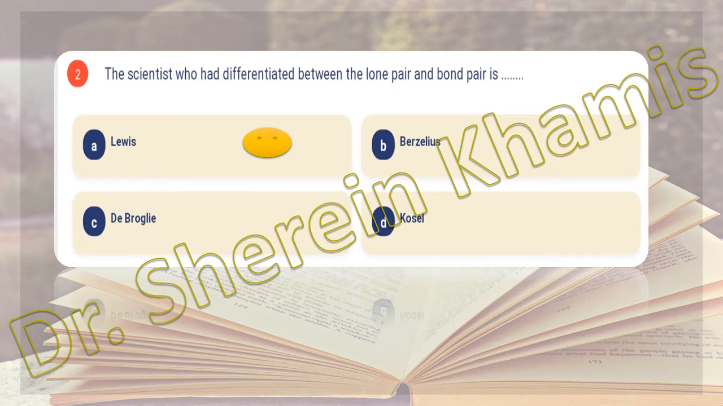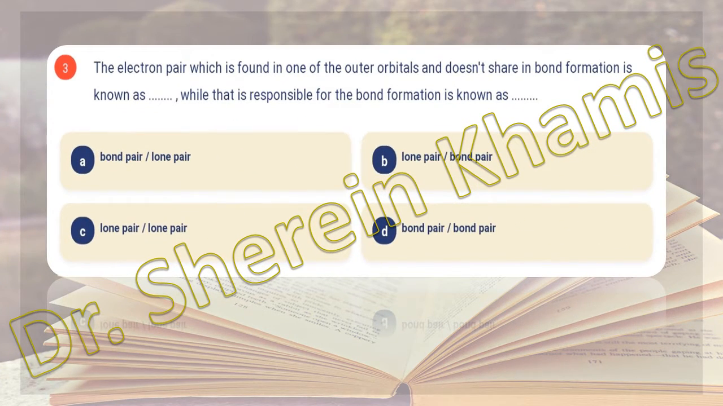Okay, let's go to question 3. Question 3 says that an electron pair found in one of the outer orbitals that doesn't share in bond formation is known as what? If we have a pair of electrons that does not participate in the reaction, we call it a lone pair. But if we have pairs of electrons responsible for the bond formation, we call them a bond pair.